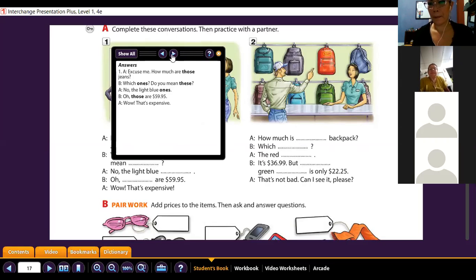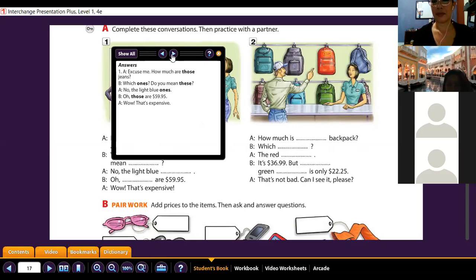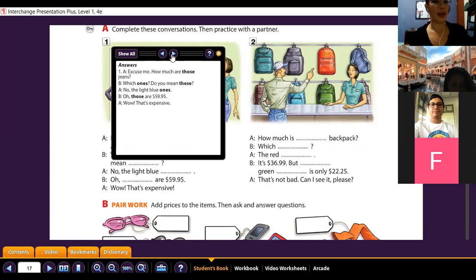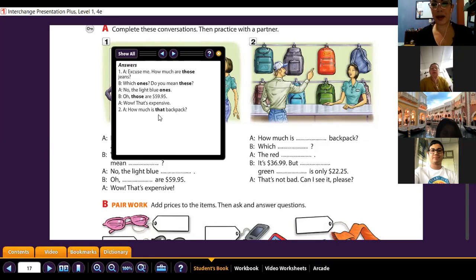How much is that backpack? That, porque él es el cliente, él pregunta el precio y la mochila está lejos de él. Entonces, yes. That. How much is that backpack? Which one? The red one. The red one, correct.